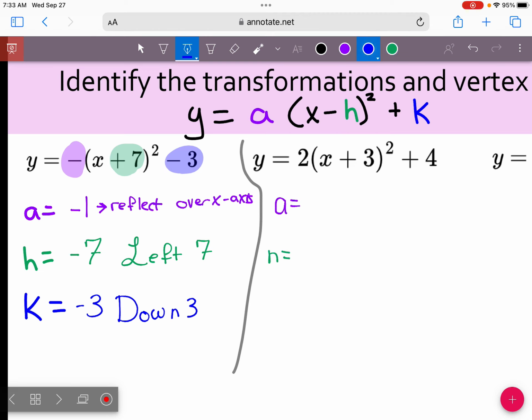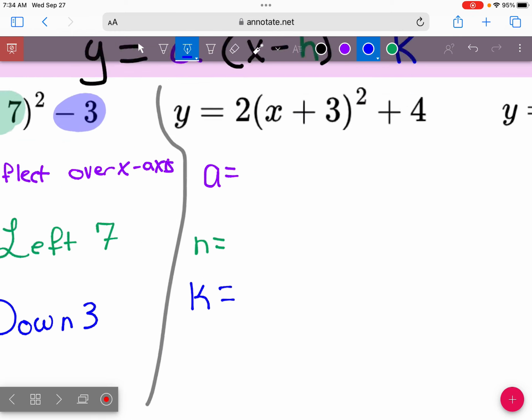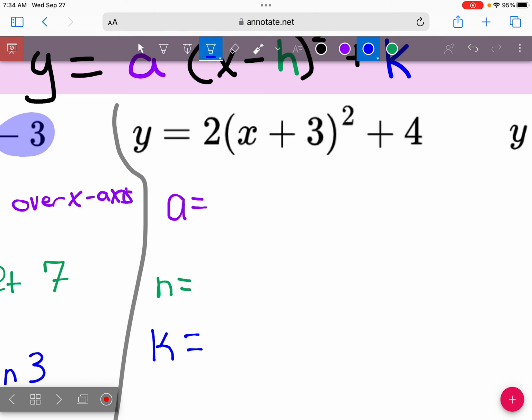Same process over here. We're going to find our A, H, and K. So what do we see? 2. Yep. -3 and +4. So A is out in front. Every single time it's 2. What is that going to mean transformations-wise? It's a stretch. If it's bigger than 1, it's a stretch.